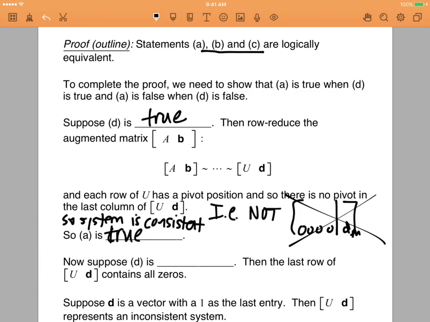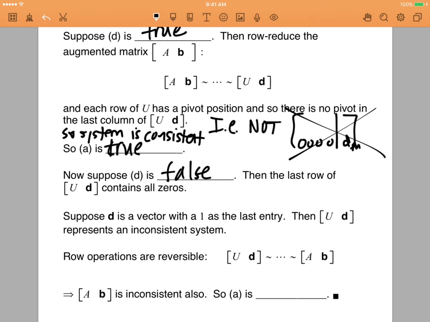So A is true. Okay. Now suppose D is false. That means the last row does have all zeros. So now we have 0, 0, 0, 0, D, M. And then suppose D is a vector with a 1 as the last entry. So in this case, we can look at a particular example. Then in this particular example, it's inconsistent, and that means there's no solution in this particular case. So A is false, because A said there was always a solution.